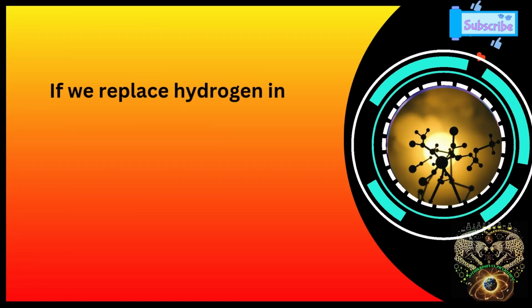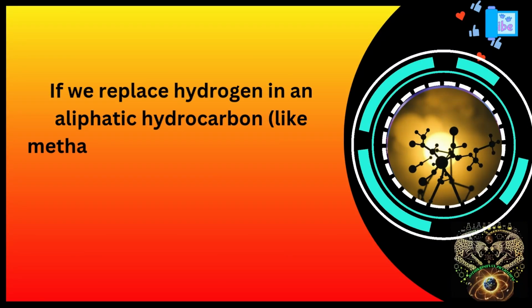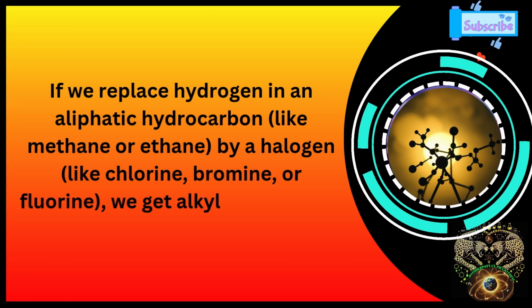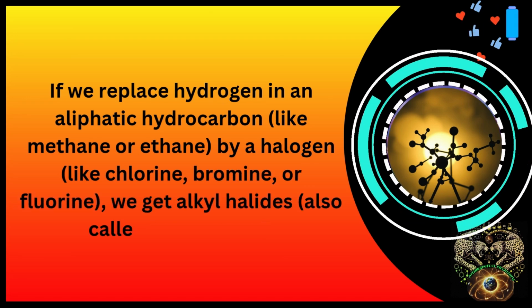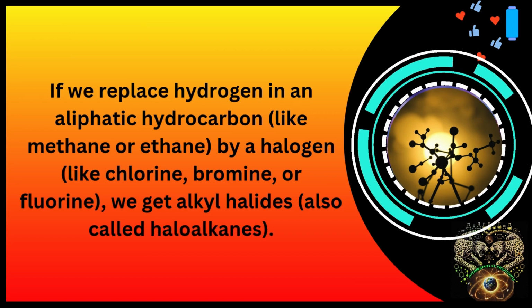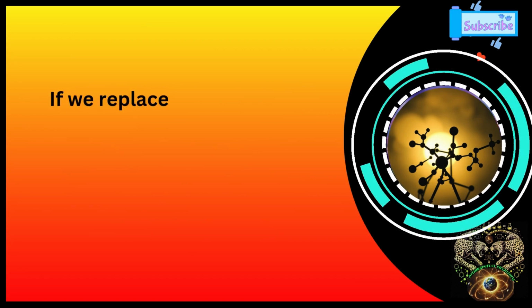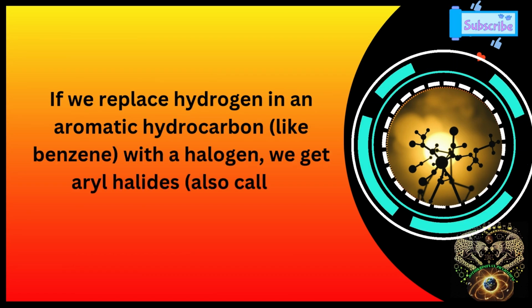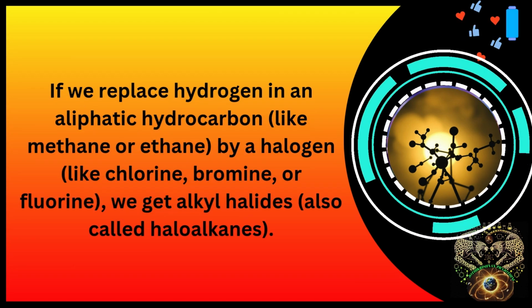First, let me introduce you to the basics. That is, what are haloalkanes and haloarenes? Basically, if we replace hydrogen in an aliphatic hydrocarbon like methane or ethane by a halogen like chlorine, bromine or fluorine, we get alkyl halides, also called haloalkanes. If we replace hydrogen in an aromatic hydrocarbon like benzene with a halogen, we get aryl halides, also called haloarenes.